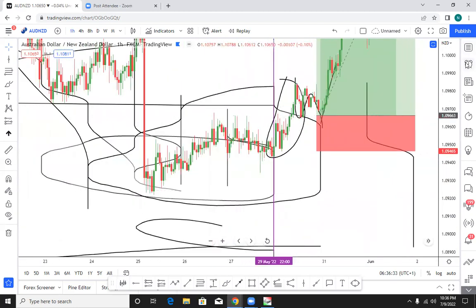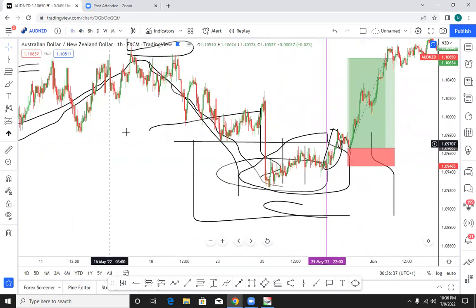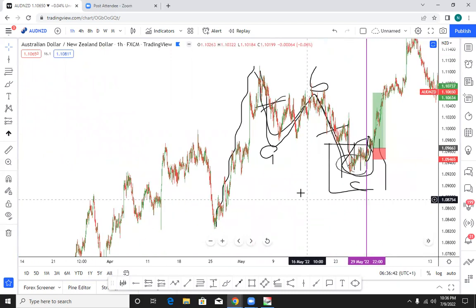So, you see the daily chart? You can see that I did not just come to 1 hour. If you come to 1 hour here, you are going to be confused.